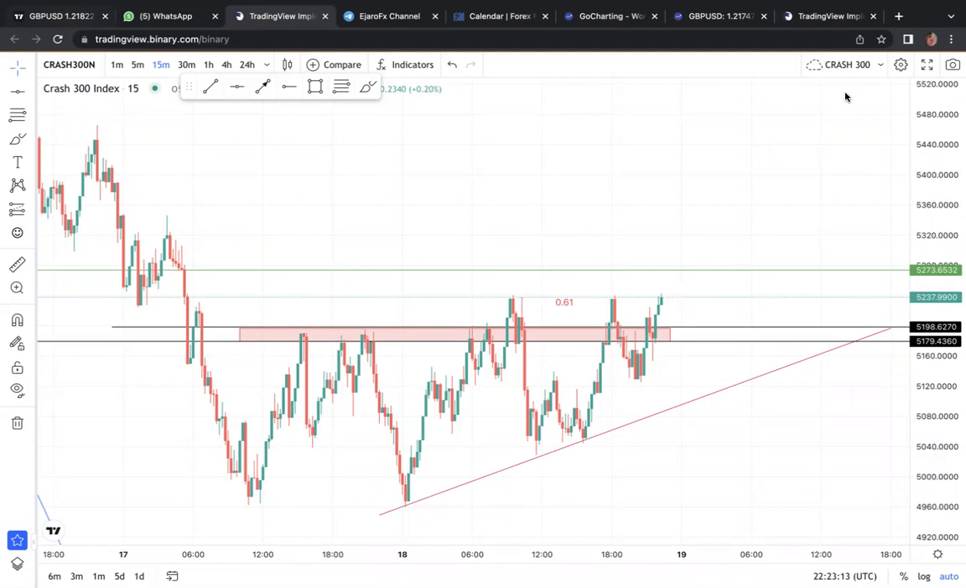This chart is for boom and crash, for crash 300. Am I the only person seeing crash 300 here? Are you serious? I'm seeing Crash 300 is what you're saying. Please crash 300. Oh, all right, man. Let me reshare your screen, man.